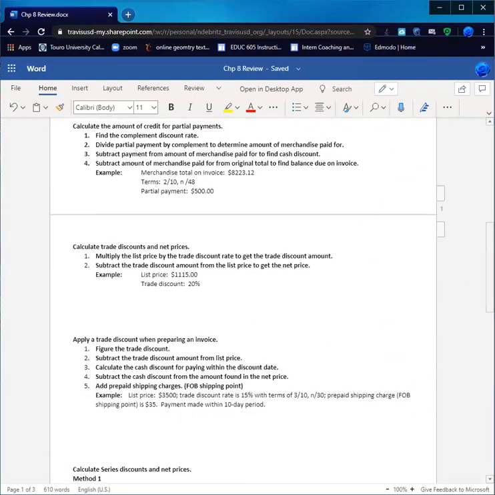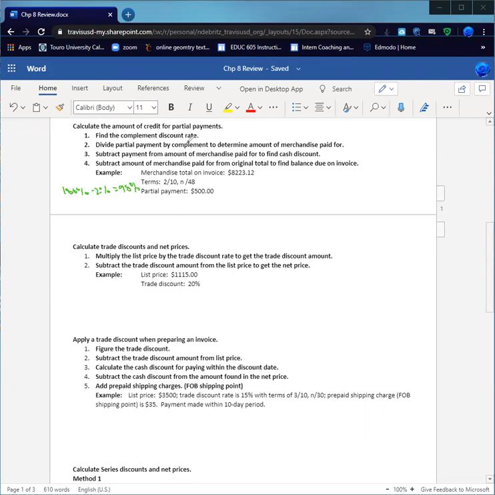Okay, now we're going to go on to the next part, which is calculate the amount of a credit for partial payments. So the first thing that we do is we find the complement discount rate. Okay, so here's my terms, 2 and 10 days. So 2% off for the first 10 days. So the complement of 2% is 98. So 100% minus the 2% gives me my 98%.